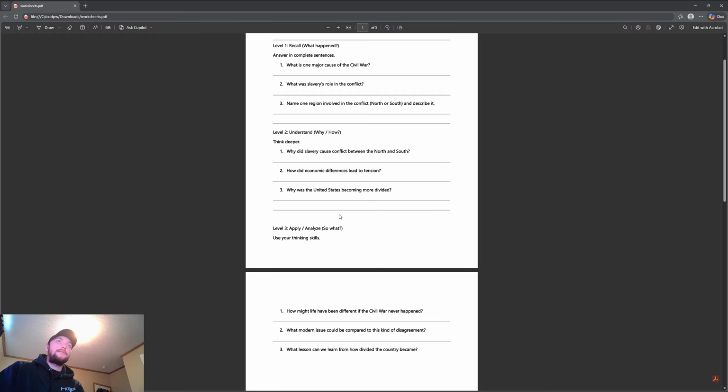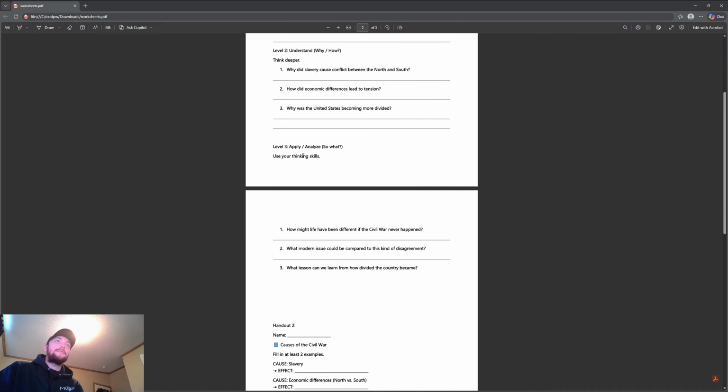And why was the United States becoming more divided? And here's level 3, apply/analyze. So this is where you use your critical thinking skills that we just talked about. So how might life have been different if the Civil War never happened? What modern issue could be compared to this kind of disagreement? And what lesson can we learn from how divided the country became?